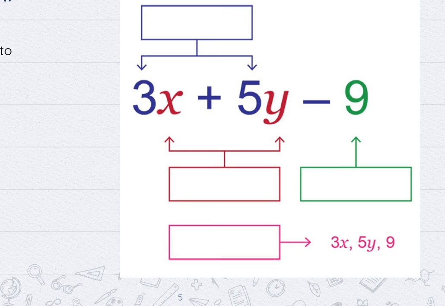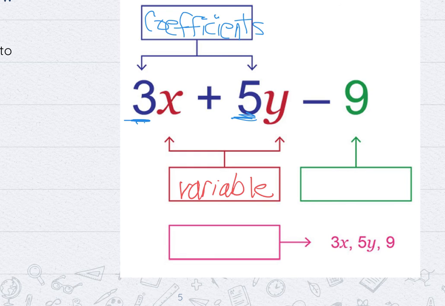So we're going to look first at the 3 and the 5. And those numbers are called coefficients. And those are numbers that are going to attach themselves to a variable. So here is a variable, x and y. Those are variables. So coefficients attach themselves to variables.